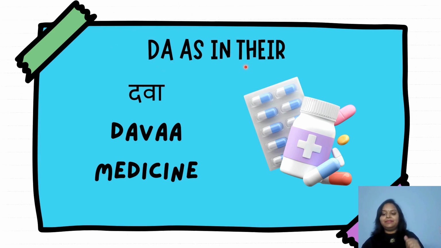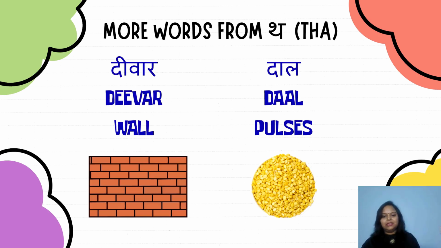in there. And the word starting from da is dawa. As you can see, the medicine in Hindi is called dawa. Then more words from da are diwar, that is called wall. Diwar is called wall in English. And next is dal, that is called pulses.